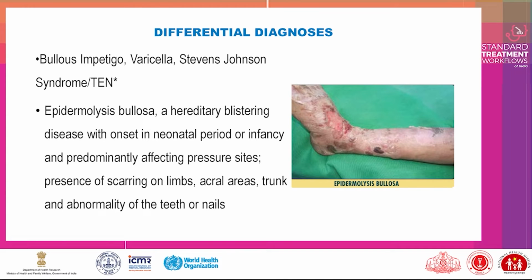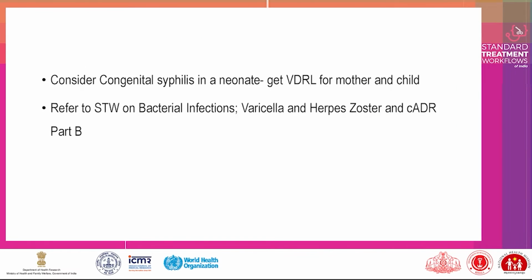Epidermolysis bullosa, a hereditary blistering disease with onset in the neonatal period or infancy, predominantly affecting pressure sites. Presence of scarring on limbs, acral areas, trunk, and abnormality of the teeth or nails. Consider congenital syphilis in a neonate. Get VDRL for mother and child. Refer to the STW on bacterial infections, varicella and herpes zoster, and CADR-RB.